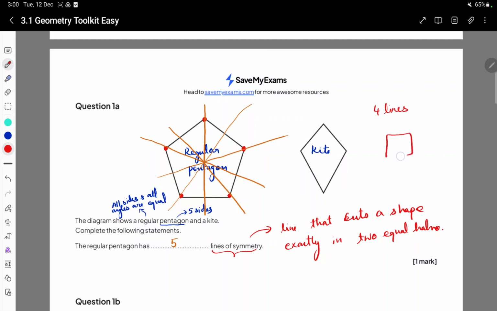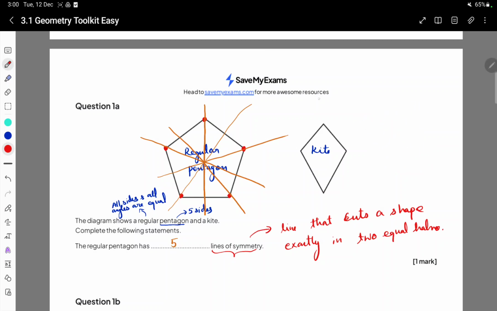If it is a square, I can say 4 lines of symmetry. This one, this one, and this one. 4 lines of symmetry will be there if it is a square. Only in a regular polygon, we just have to count the number of sides. That number of sides will be equal to the number of lines of symmetry.